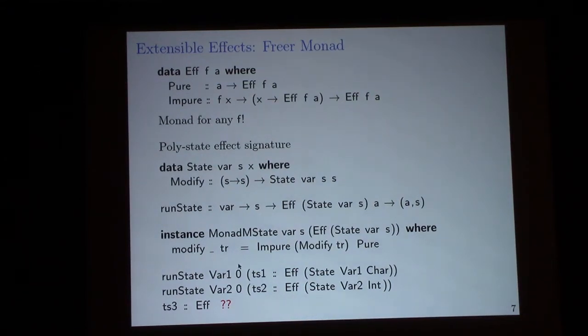And we can run the TS1 computation because we can assign TS1 this type that says it's an effectful computation. And the state signature, or effect signature, says it's a state computation with variable 1 associated with characters. And then we can run it. And of course, we can run this one as well. TS2, we associate var2 with integers. But of course, here we have the problem. What should be the state signature for a computation that satisfies both of the constraints?